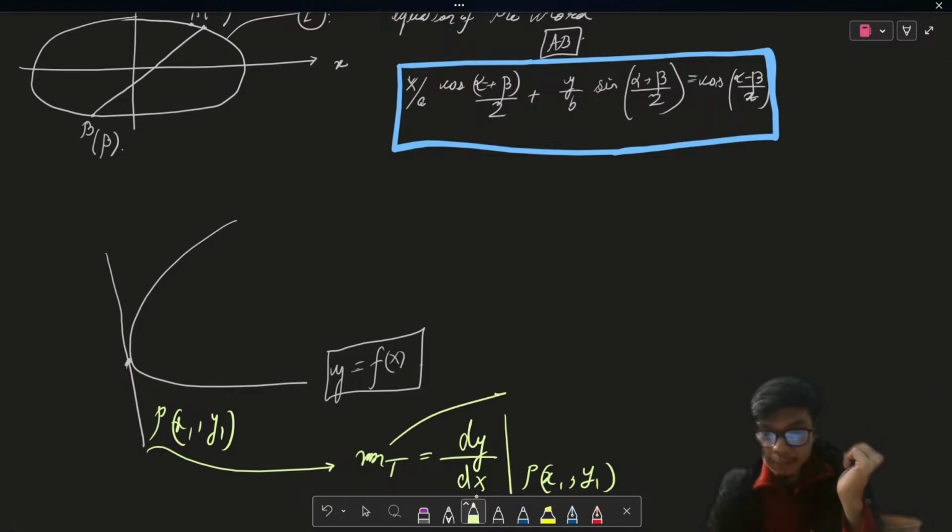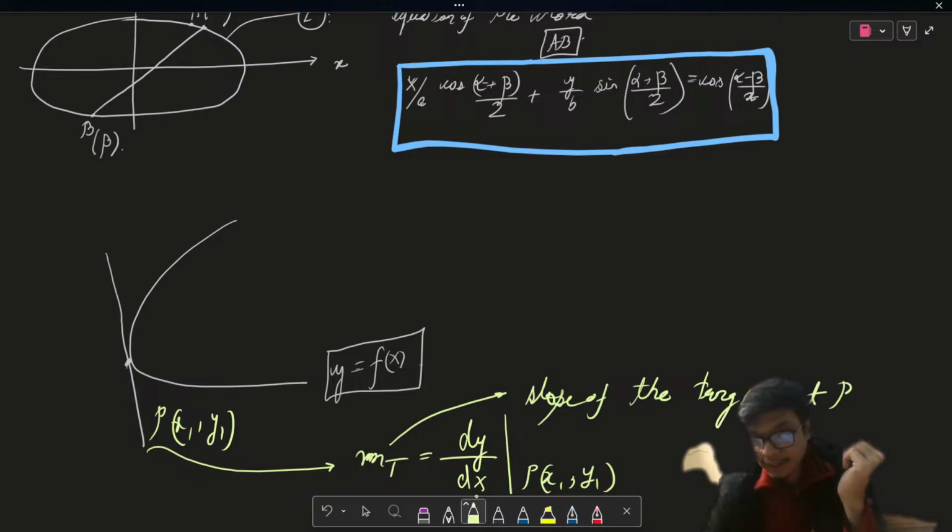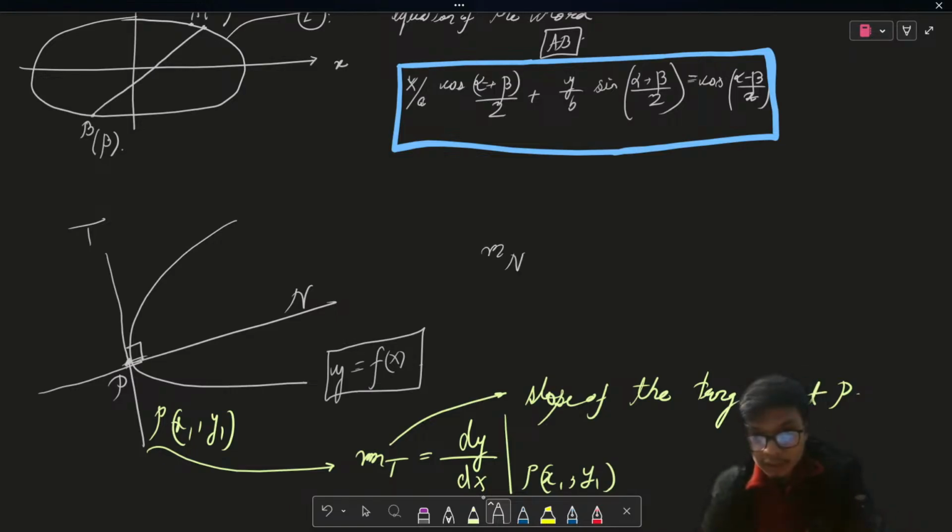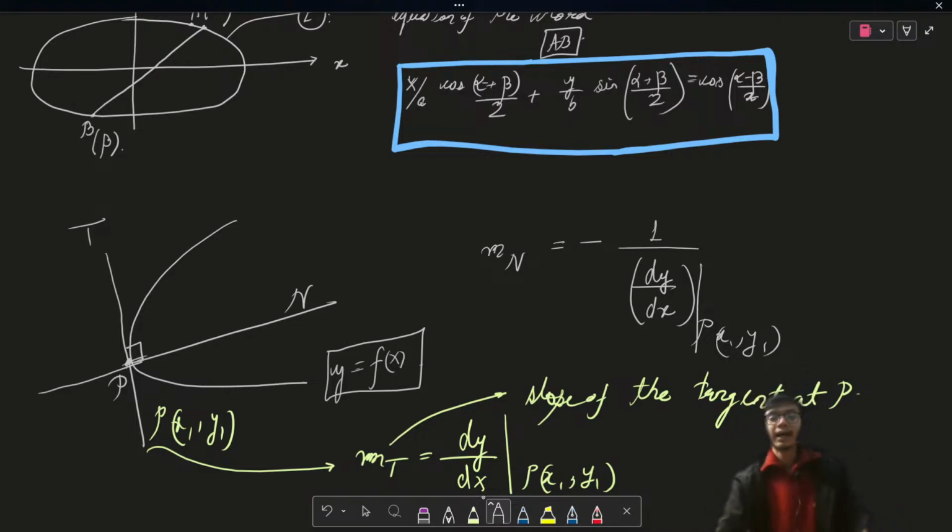So this is going to give me the slope of the tangent at point P. In a similar manner, the normal at that particular point is just perpendicular to it. So this is my normal, this is my tangent, and this is my point P. In order to find the slope of the normal, which I am writing as m of n, it can be easily given as negative 1 upon the derivative dy by dx at this point P, which has the coordinate x1, y1. So from here I can easily find my equation of the normal.